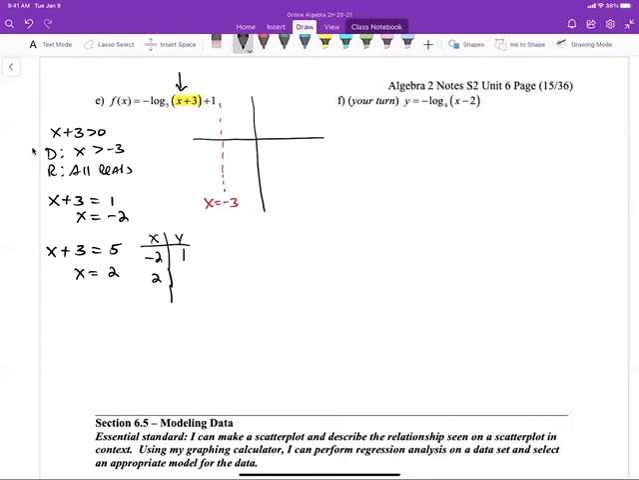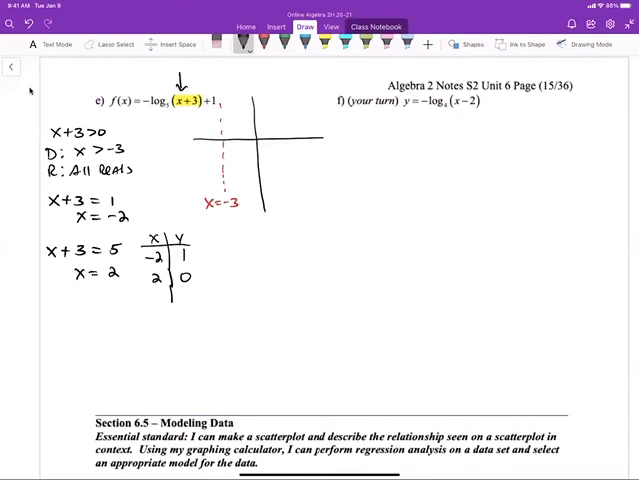Log base 5 of 5 is 1. I have to take 5 to the 1 power to get an output of 5. And so that will give me 1, but I have a negative in front of that. And so I have -1 plus 1 gives me an output for the function of 0.